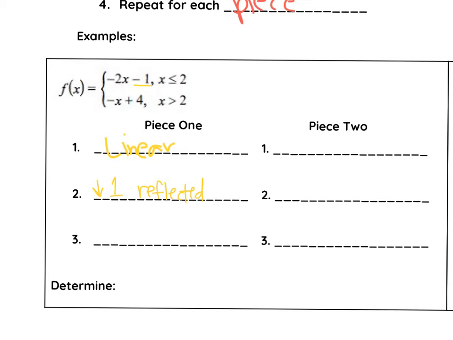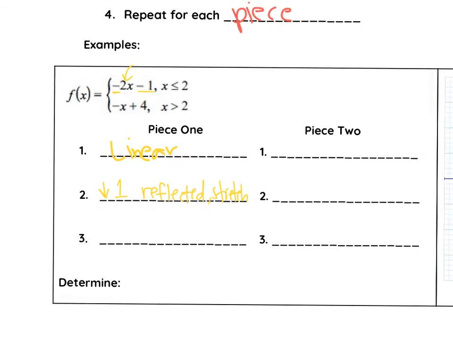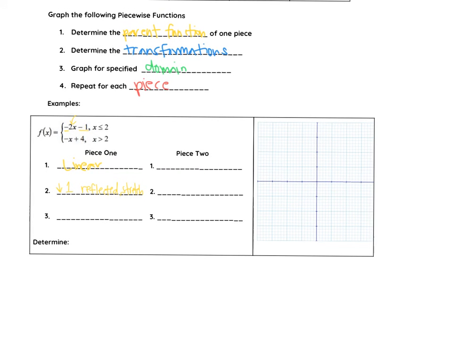So this function is a linear function. It's going to be going down. That's because of the negative there. And then the 2 is the vertical stretch. The last thing is to graph it, and we have to look at the specific domain here. It's where x is less than or equal to 2. So we have to pay attention to that.